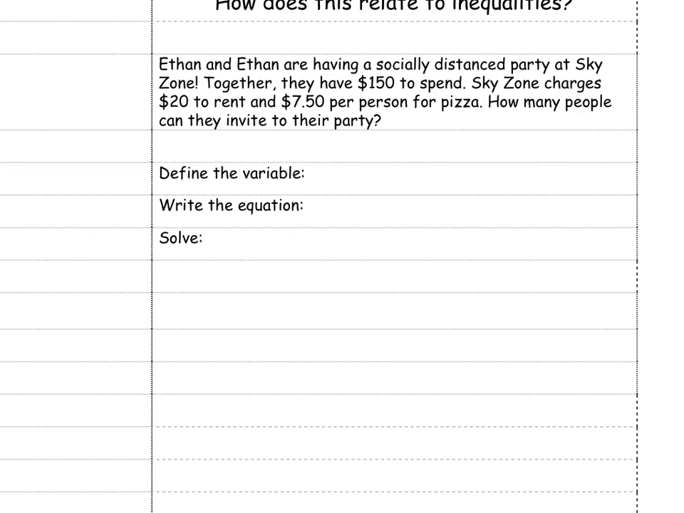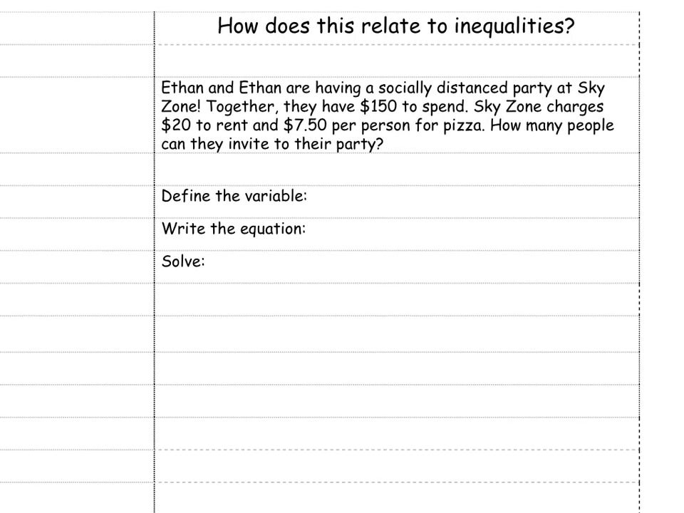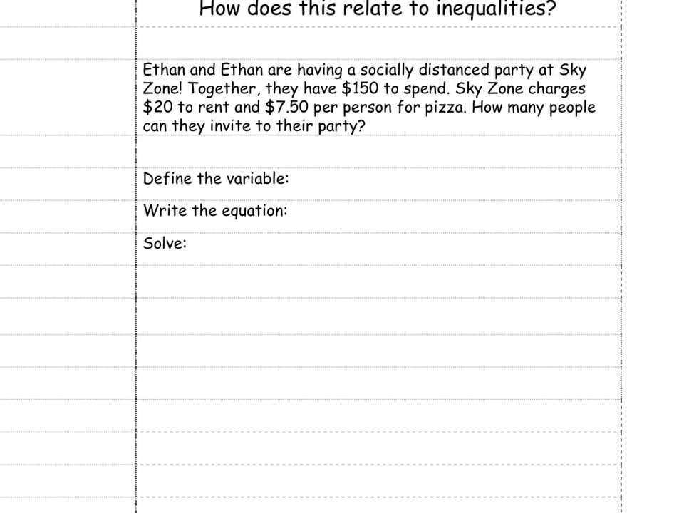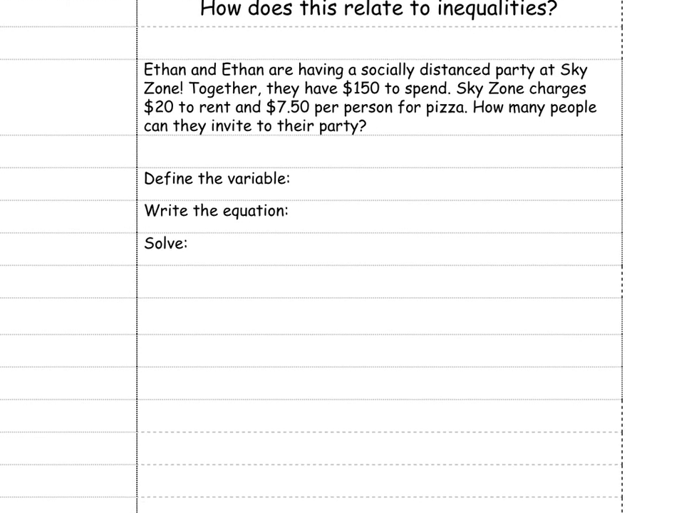So now you're probably thinking, Miss Dion, how does this relate to inequalities? Well, let me show you. So Ethan and Ethan are having a socially distanced party at Sky Zone. Together they have $150 to spend. Sky Zone charges $20 to rent and $7.50 per person for pizza. How many people can they invite to their party?